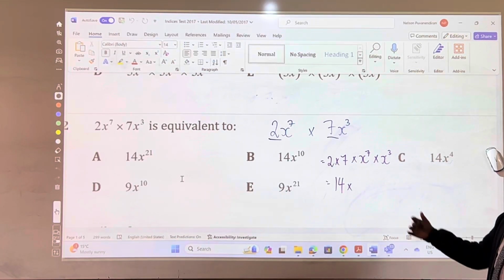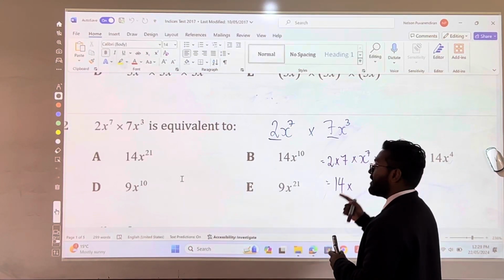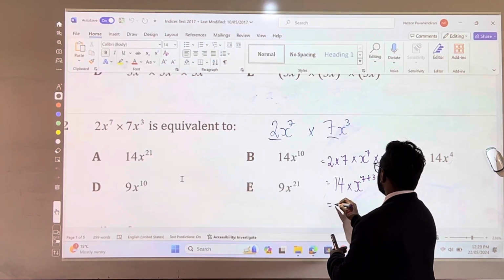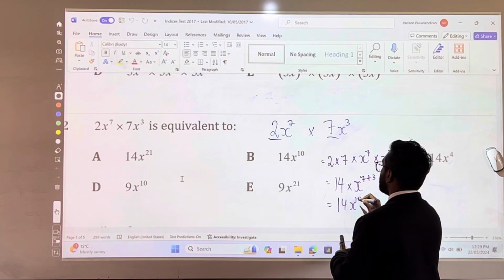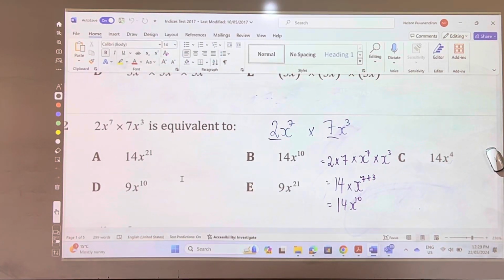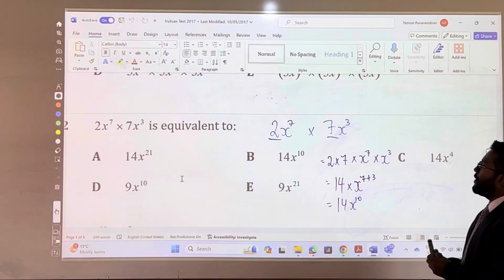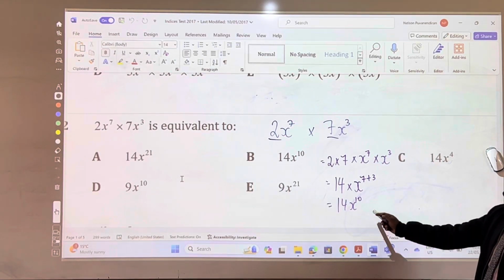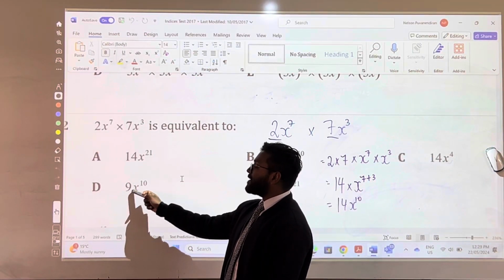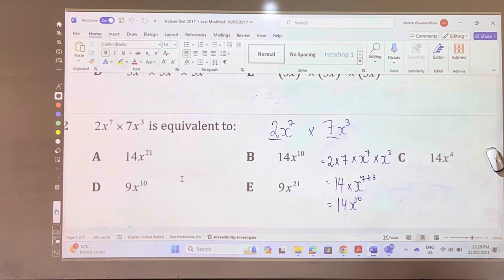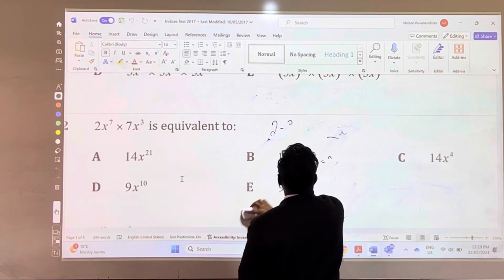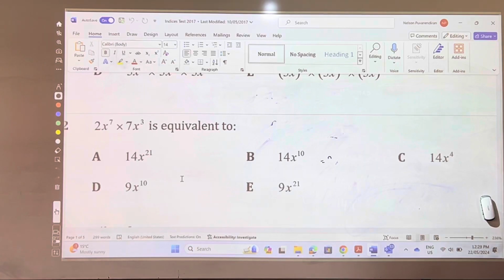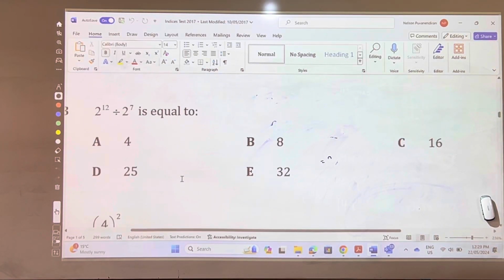Are they the same base? Yes, they are. So which index law? It's going to be the first index law. And what are we going to do? We're going to go 7 plus 3, which is going to give 14x to the power of 10. We add the powers. You just need to be aware of that. A lot of people go, oh yeah, 7 plus 2 is going to be 9, so it's going to be 9x to the power of 10. No, we do not add the bases, we add the powers. So that's going to be this part here. B is your answer.